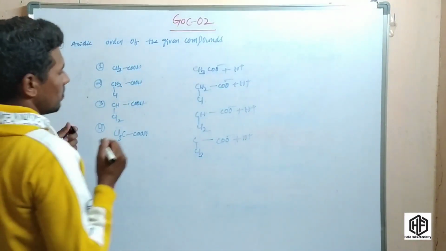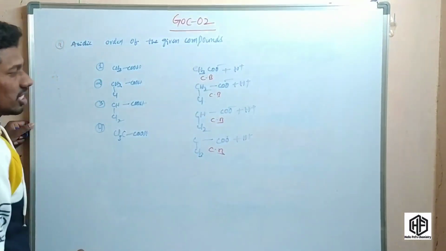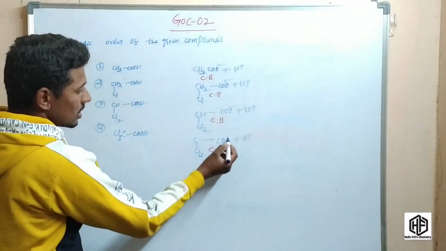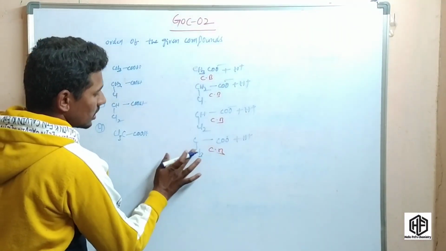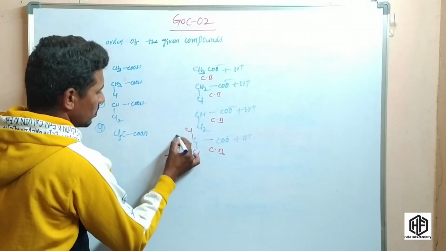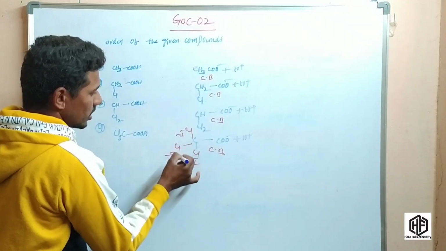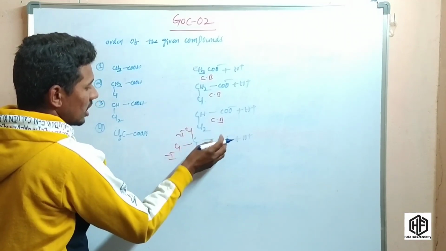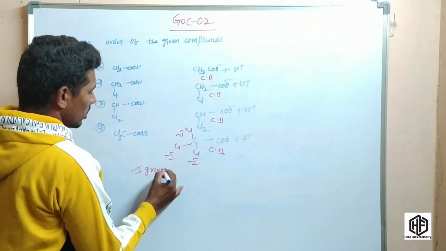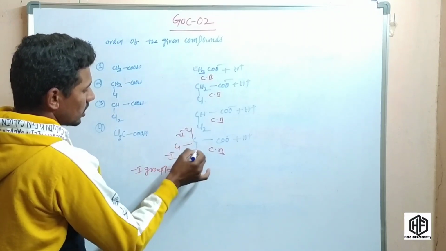These are the conjugate bases. Which conjugate base is more stable among the four compounds? This conjugate base is connected with Cl3, which can be written in this orientation, with three Cl atoms. These are minus I, minus I, minus I. Three minus I groups are present here. When the number of minus I groups increases, the conjugate base stability will increase.